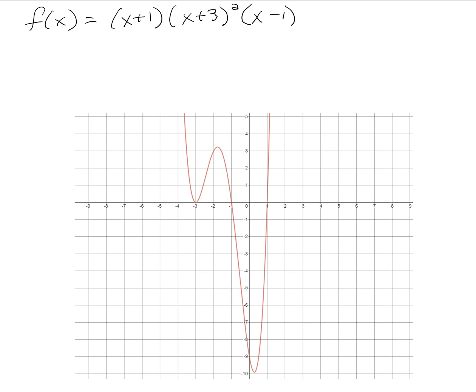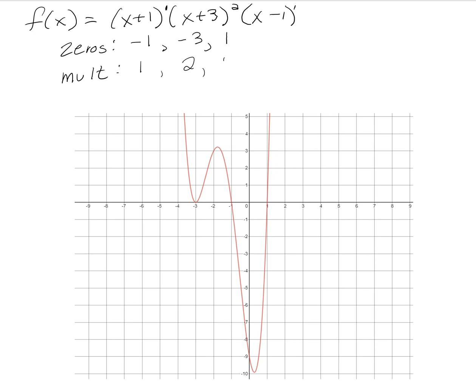First, this is already in factored form, so from that, we can determine our zeros. Our zeros here are -1, -3, and 1. Setting each factor equal to 0, you get your zeros. What we also know is the multiplicity for each of these zeros. Here, this understood 1 is here, so the multiplicity for -1 is 1. The multiplicity for -3 is going to be 2. And the multiplicity for 1 is also an understood 1.